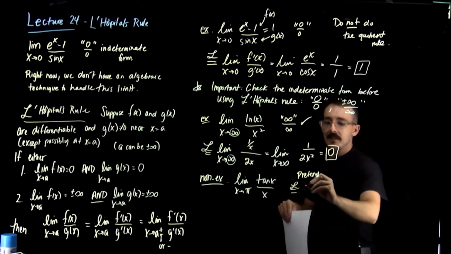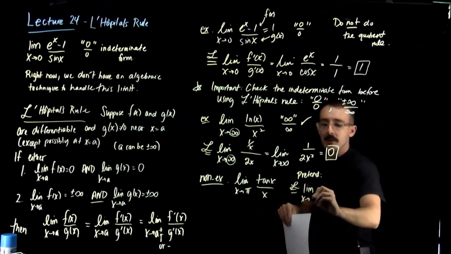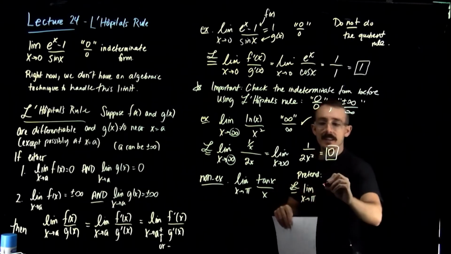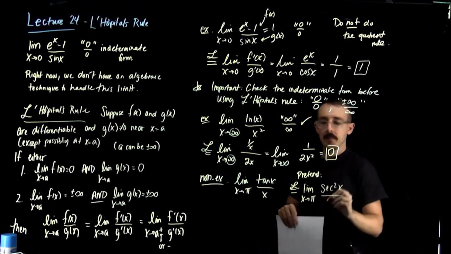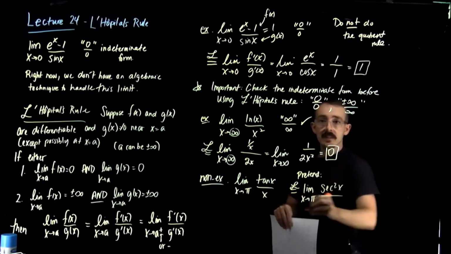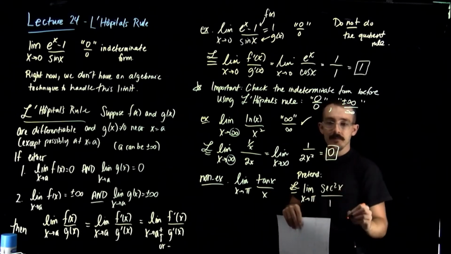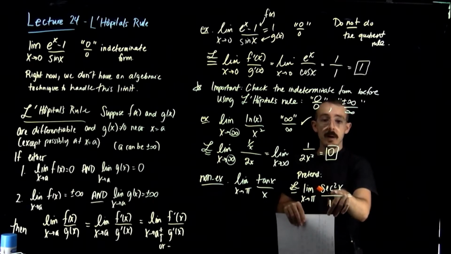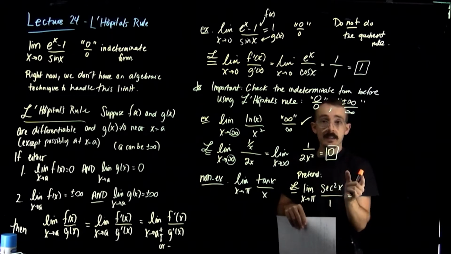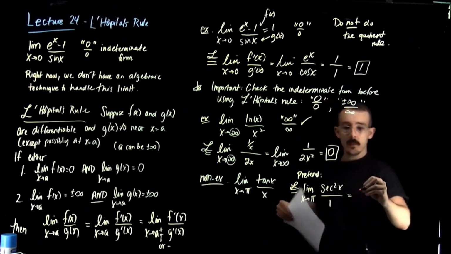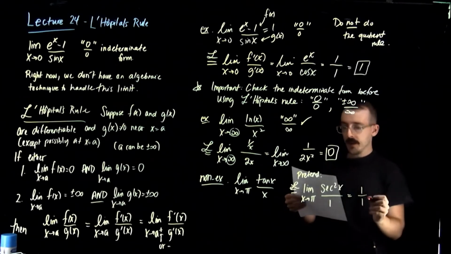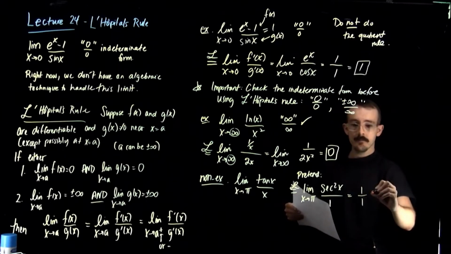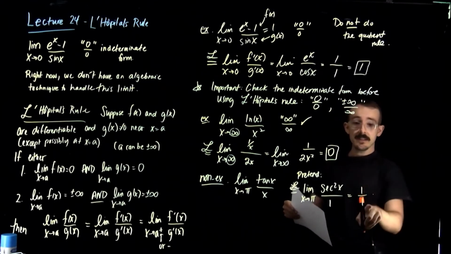The derivative of the numerator, tangent, is secant squared. And then the derivative of the denominator is 1. So if I go ahead and plug this in, I get secant squared of pi. Well, secant of pi is going to be 1, and then I square it and I get 1. So we get 1 over 1. However, that's not what the answer is.